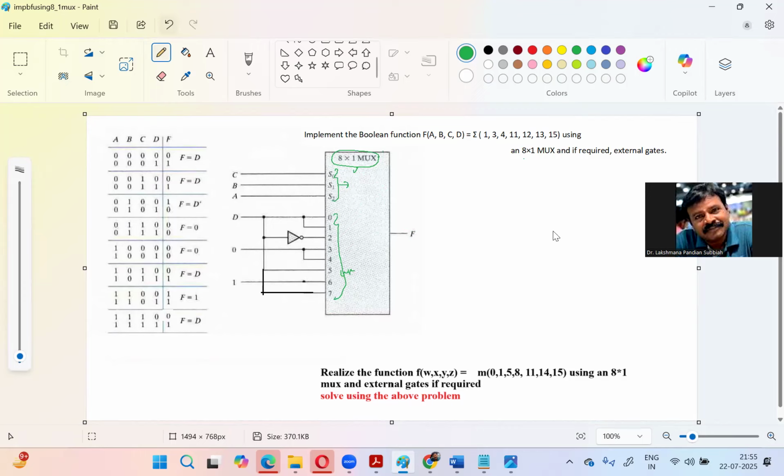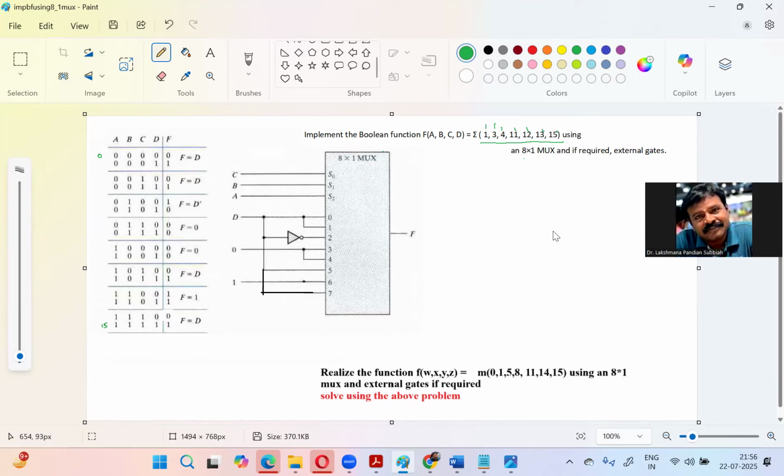Now, this function is going to be used to design a Boolean function. How? We'll see. First, we have 4 inputs A, B, C, D. You write the 4 inputs A, B, C, D, and then give the binary values for 0 to 15. Then you write the output. The function is a sum of minterms: 1, 3, 4, 11, 12, 13 and 15. For those numbers, you put the value 1.